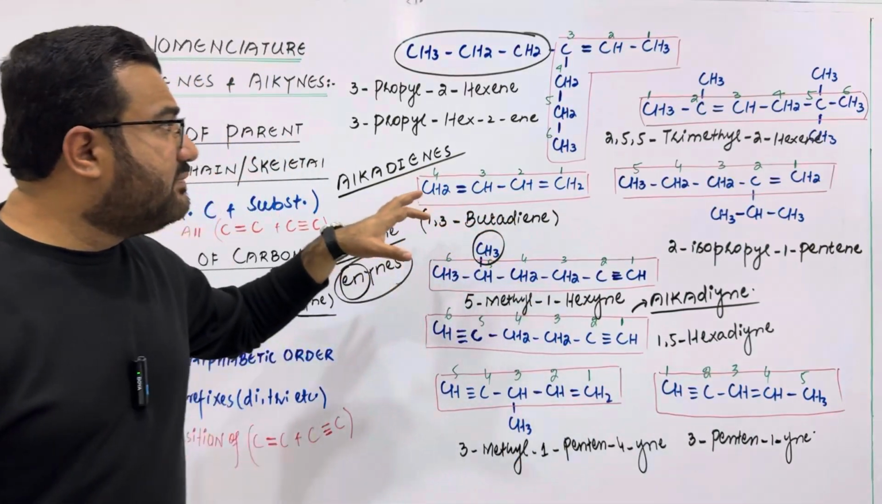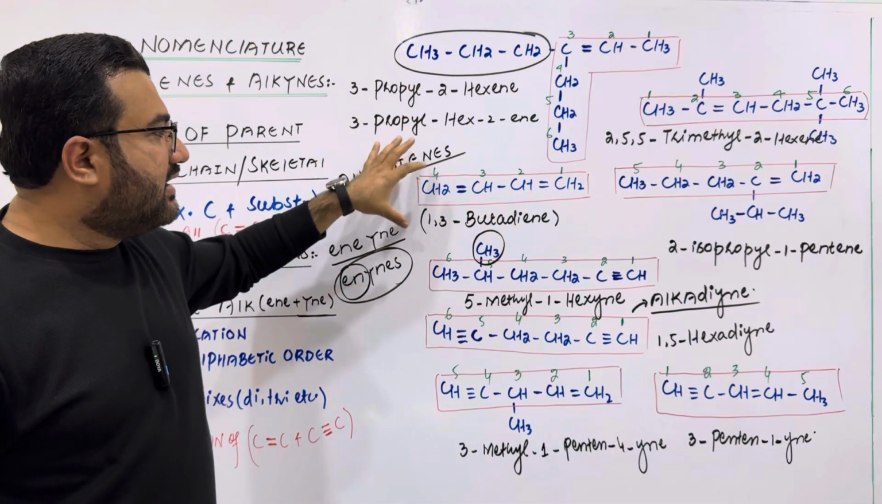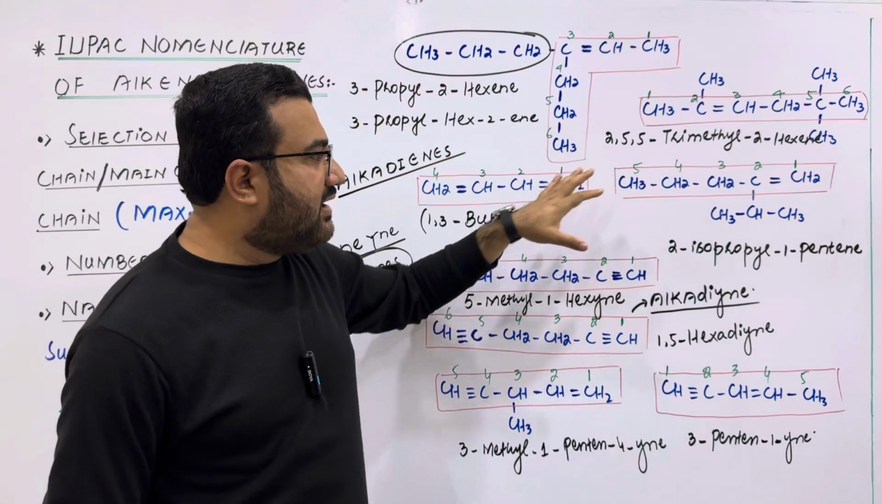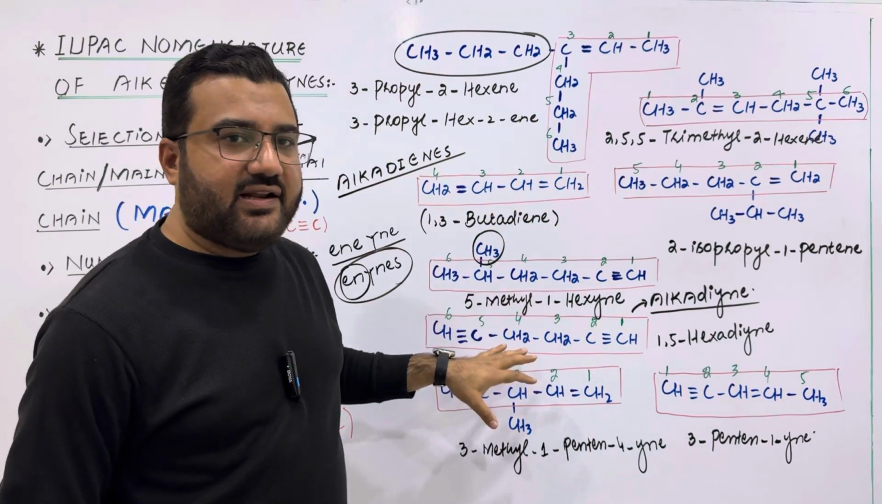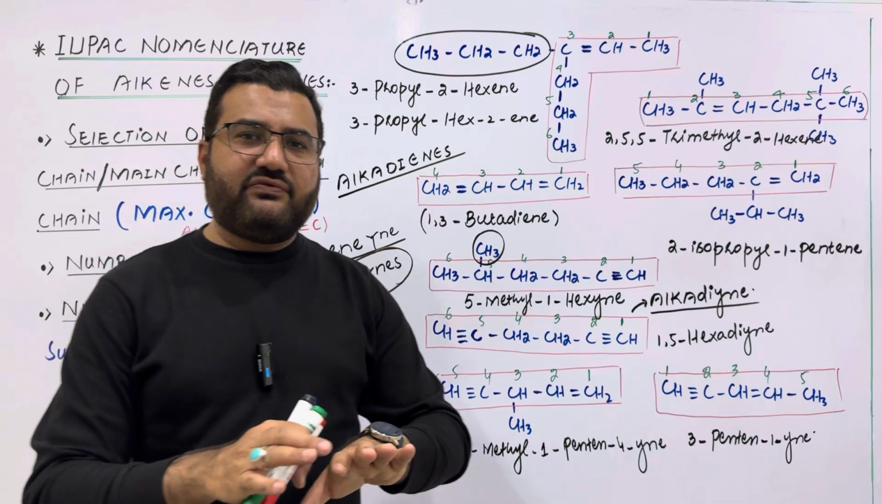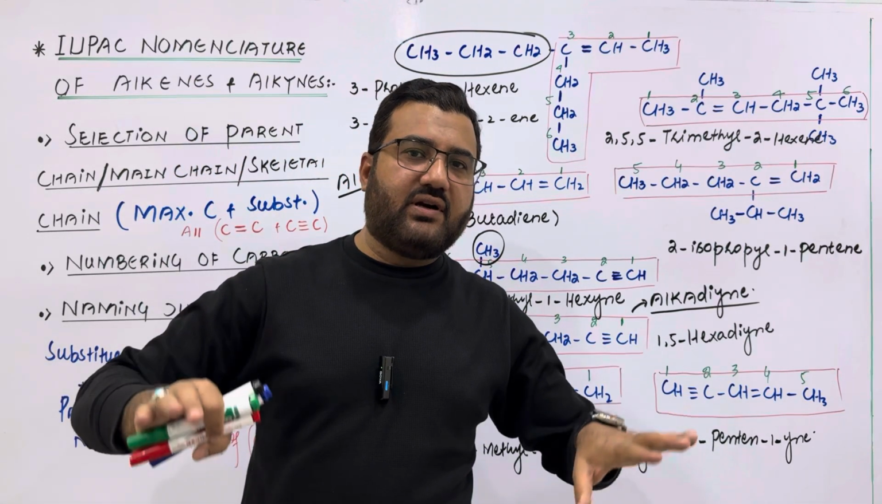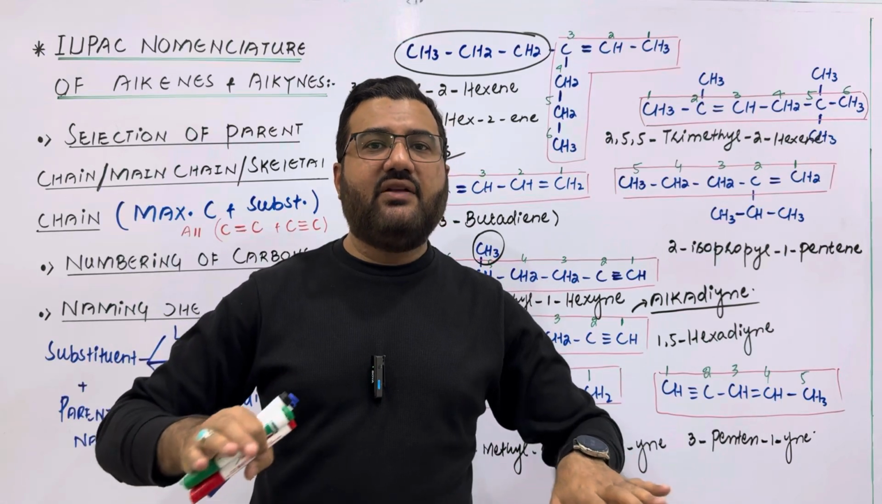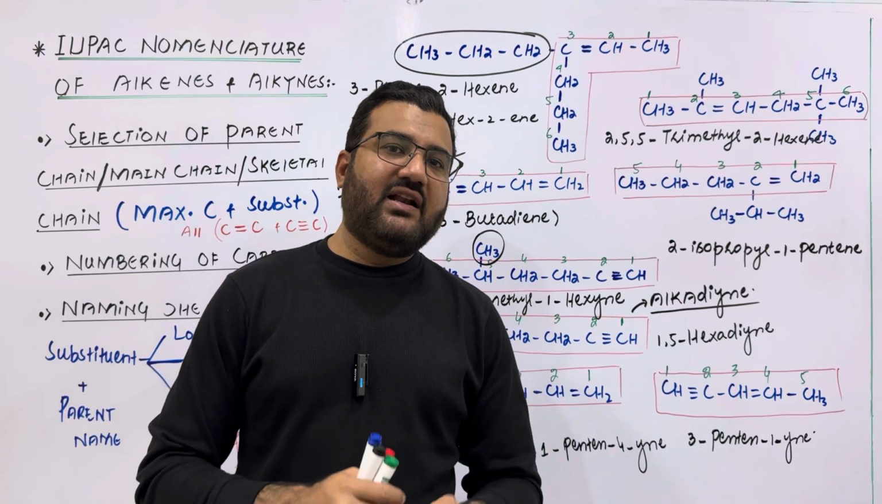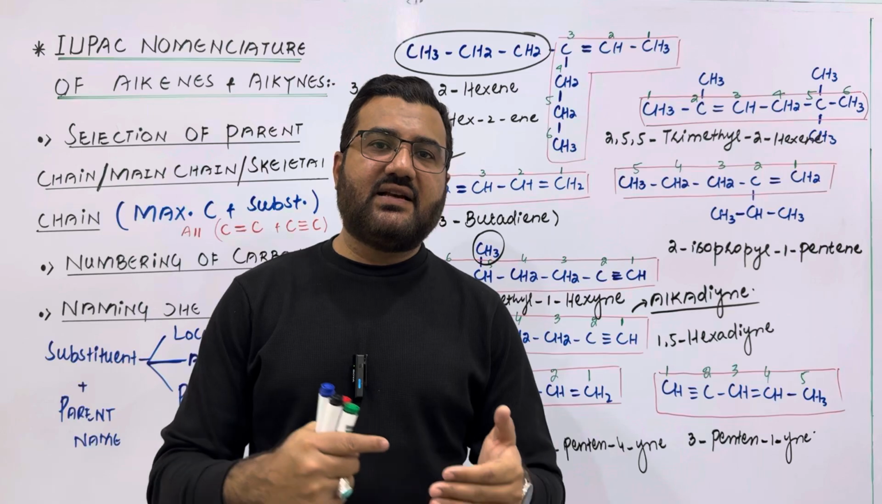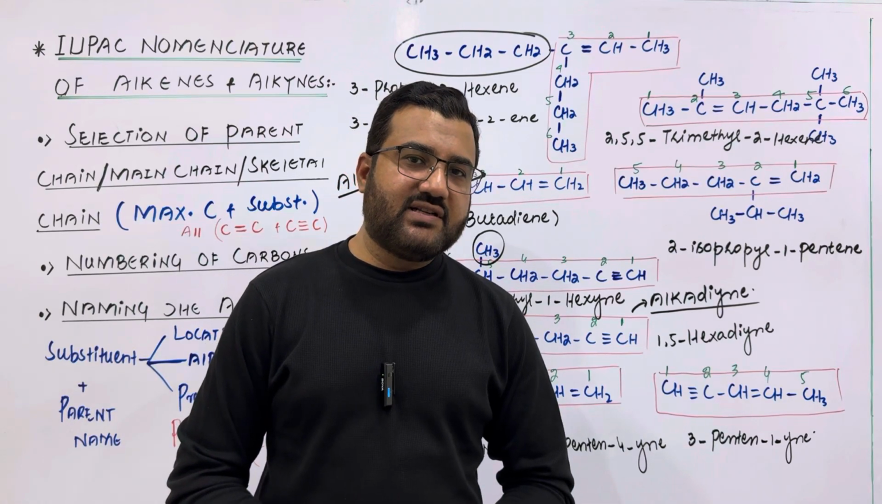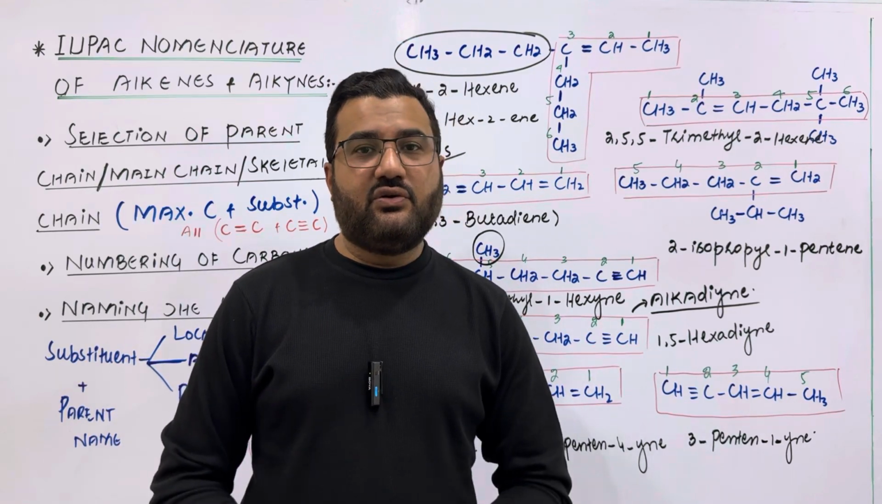I have given the examples of alkenes, alkadienes, alkynes, and enynes. So this was a lecture full of concepts and full of learning. Now you will practice some more naming at your home, and if you find any problem while naming the alkenes or alkynes or enynes, you can ask me in the comment section. I will definitely be there to help you out.